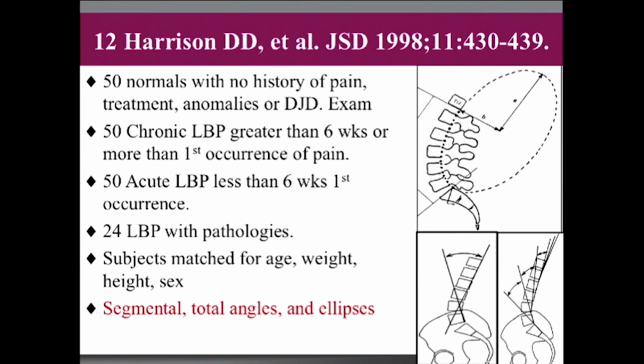Now the pathology group is the only population that had disc degeneration and retrolisthesis and spondylolisthesis. The other three groups had none of that. The other three groups were in fact very highly matched. No degeneration, no anomalies, no instability. And they were matched for age, weight, height, and sex. The only difference between them was one group was normal, one group had chronic pain, and another group had acute back pain. Guess what we found?